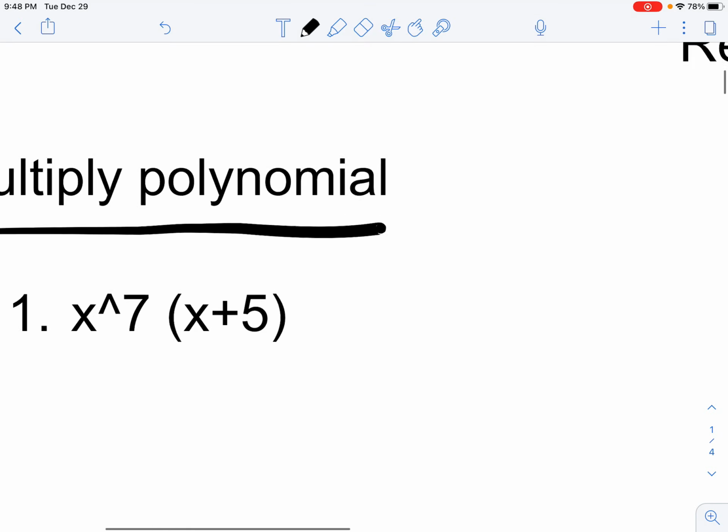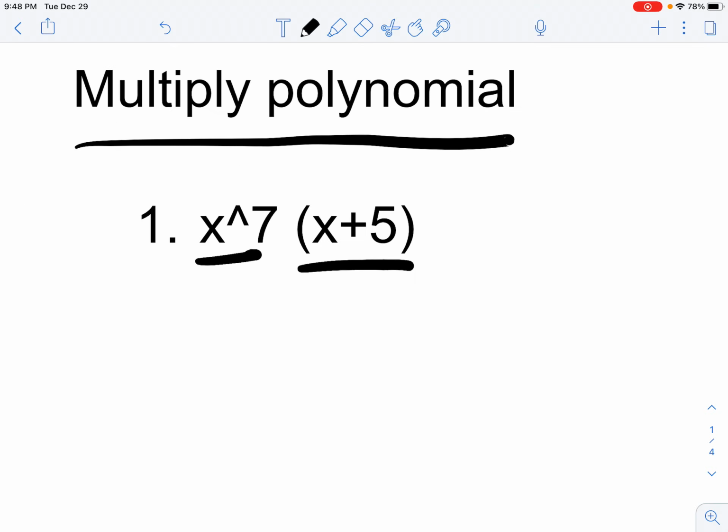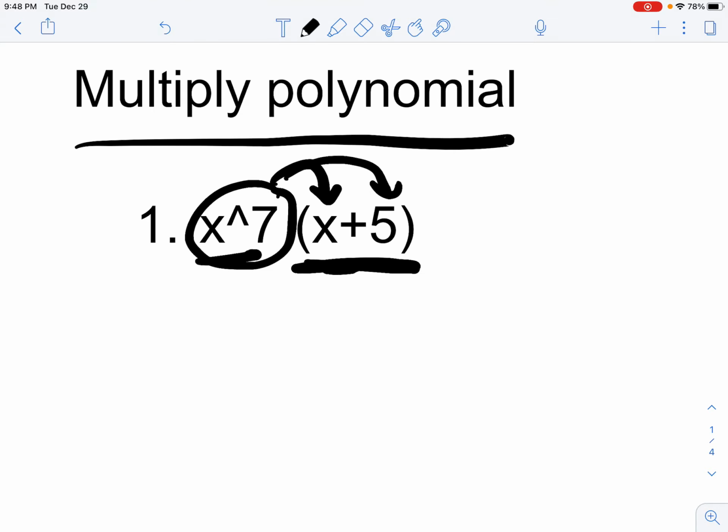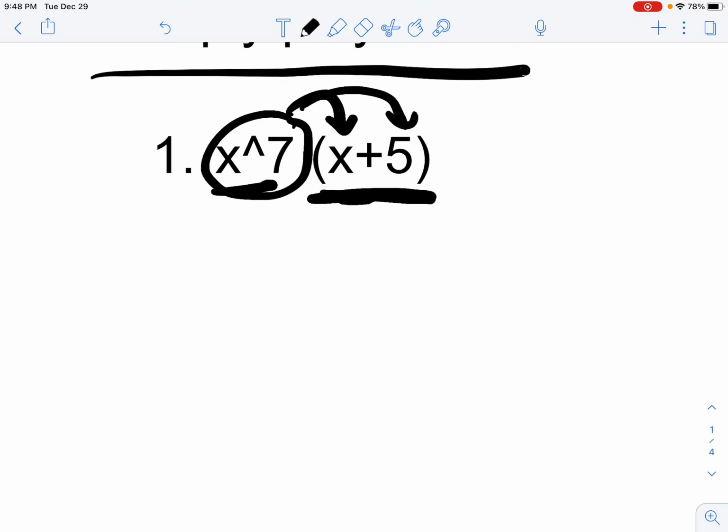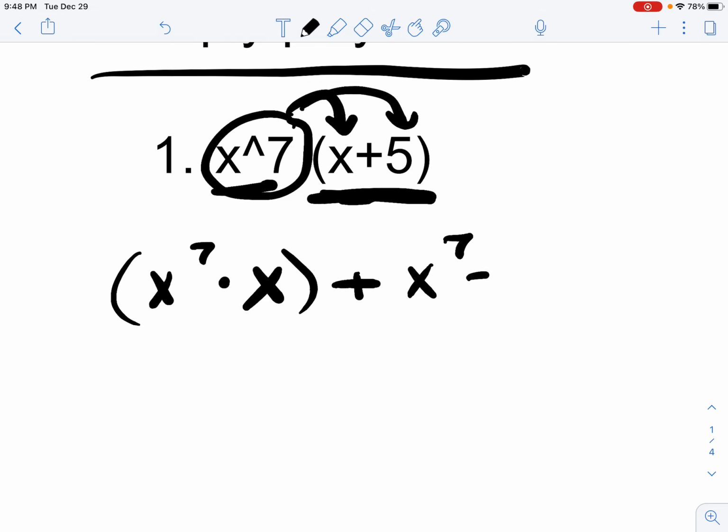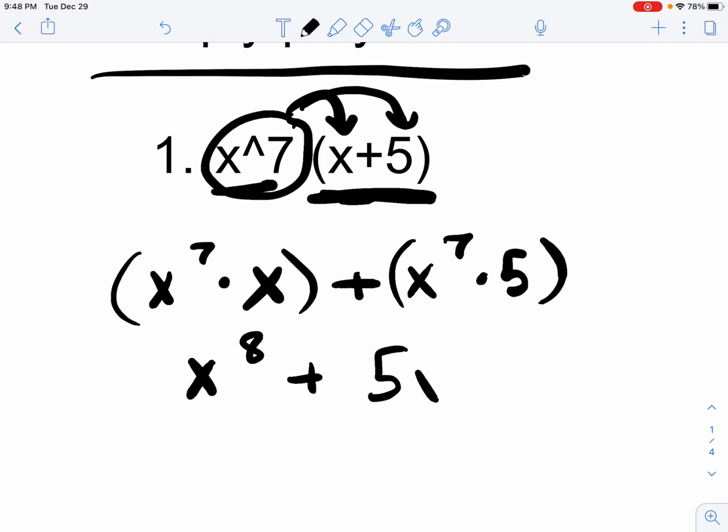So we have two terms, x to the 7th and x plus 5. What we're doing here is we're just going to multiply this and distribute it to each term of this factor. So what we get as a result is x to the 7th times x plus x to the 7th times 5. As a result, you get x to the 8th power plus 5x to the 7th.